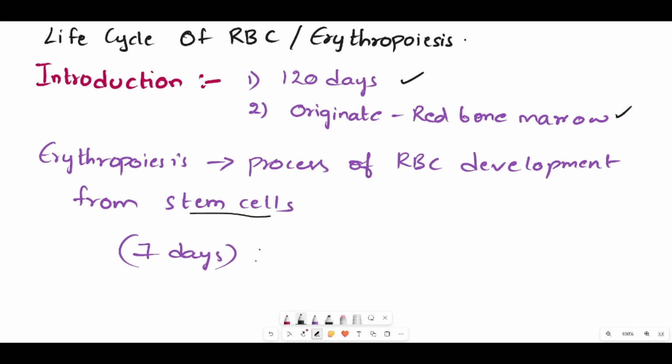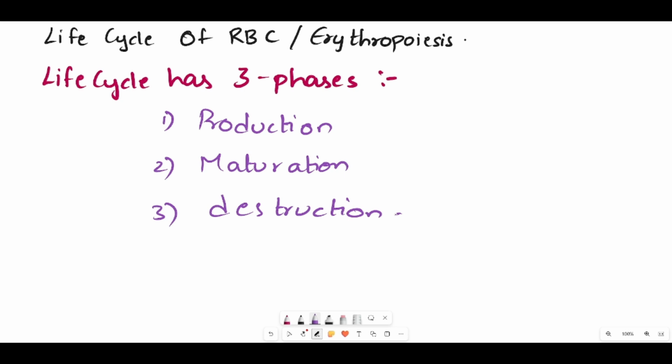Now let's try to know the different phases in it. The life cycle of RBC has three main phases. First is production, then maturation and destruction. Now let's see each phase in detail.